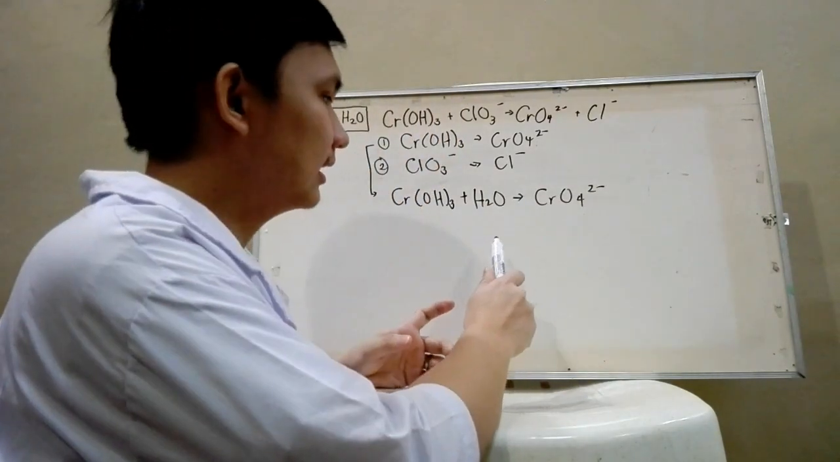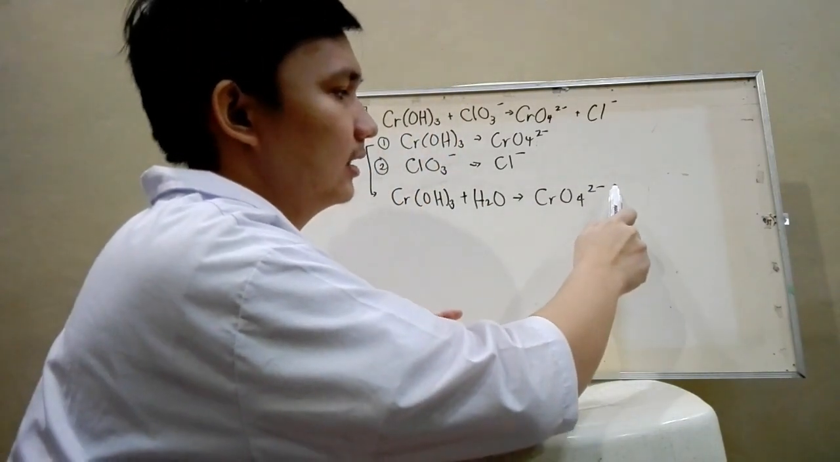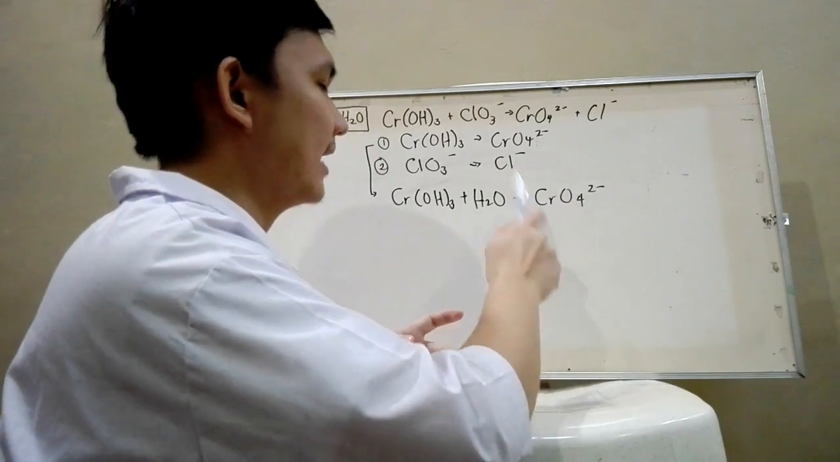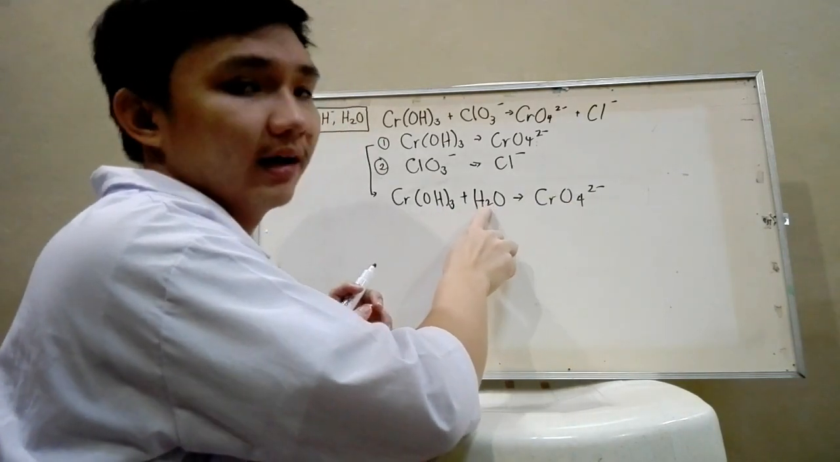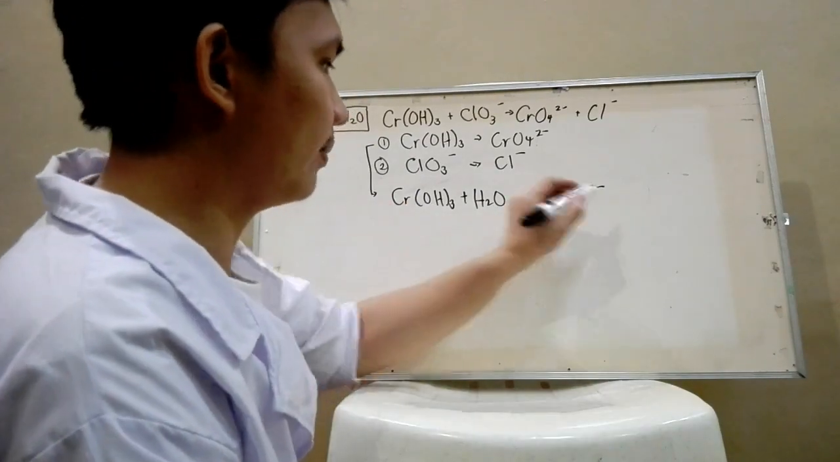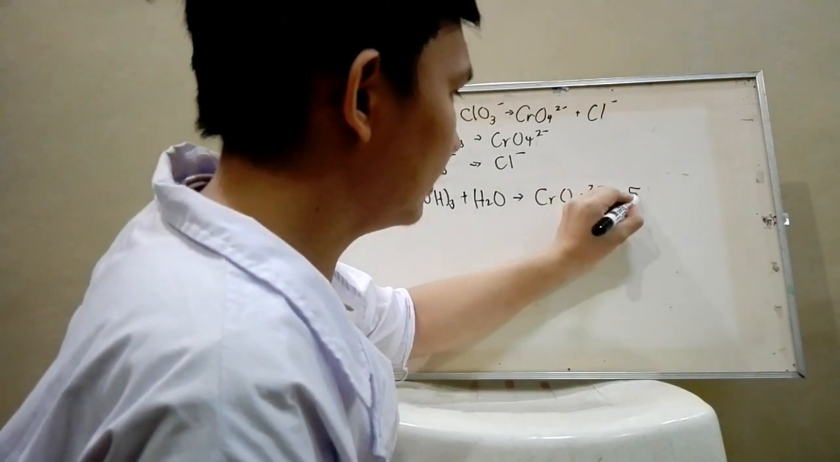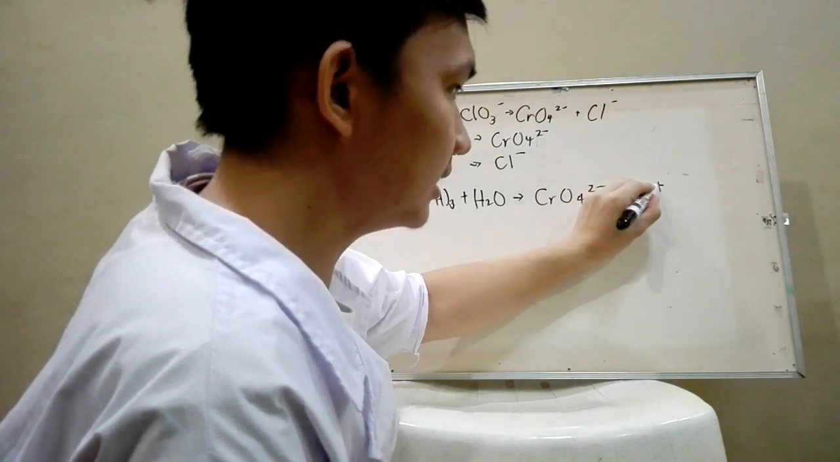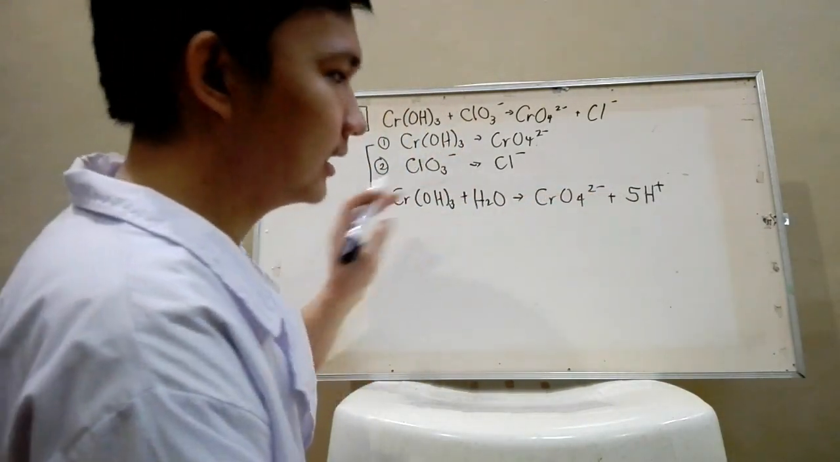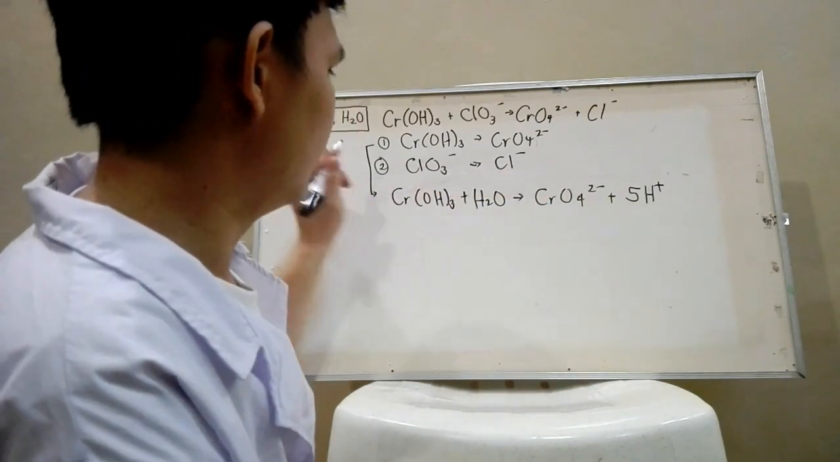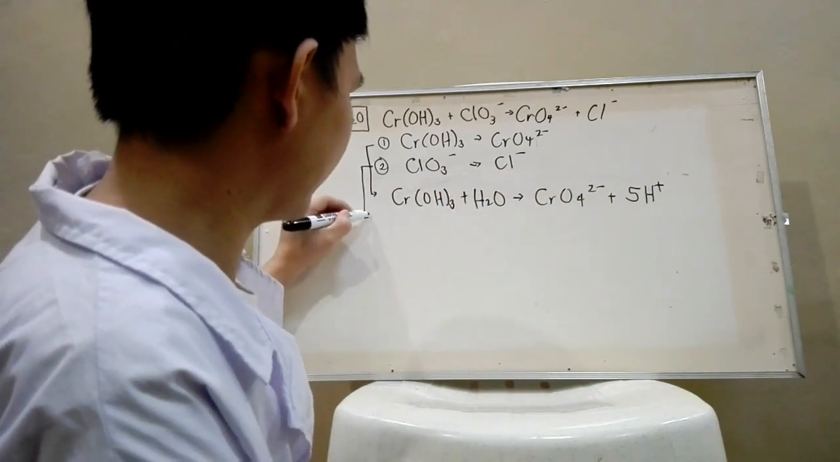And as you can see, this is lacking some hydrogen atoms. So 3 plus 2 here is equal to 5. So we have to balance. We need 5 hydrogen plus there. And then after you balance, you move to your second half reaction.